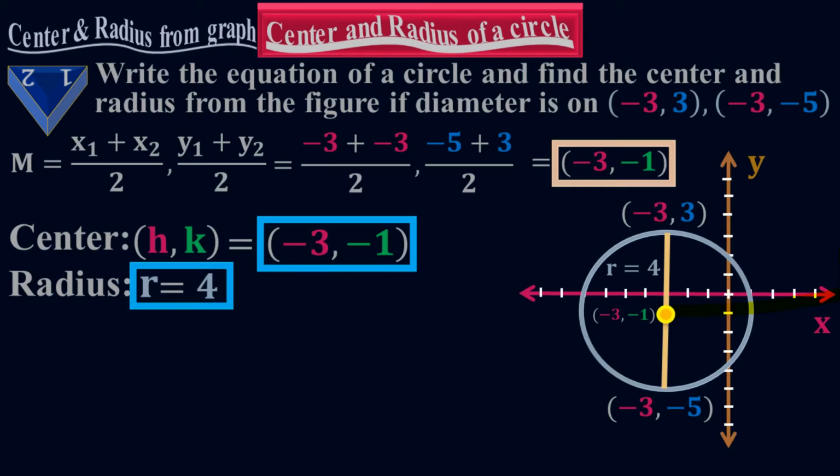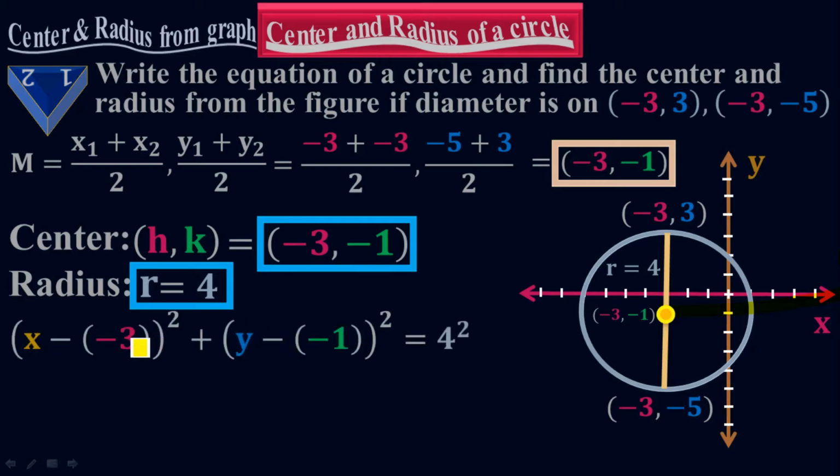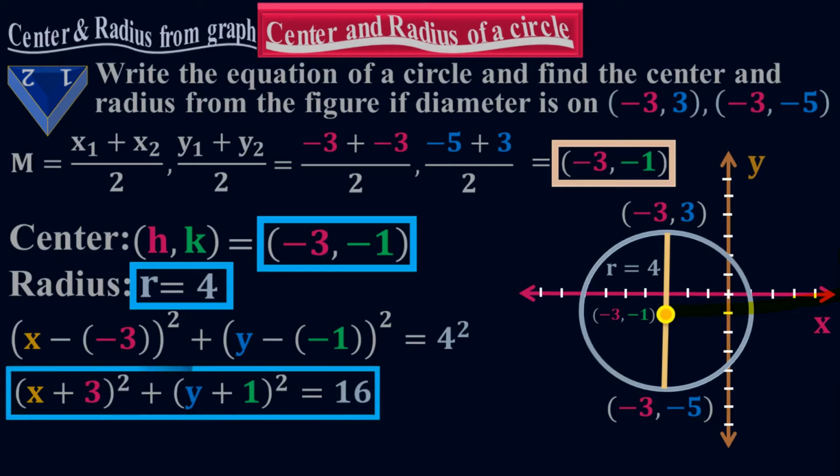Now to write the equation of the circle, what will be the equation? The equation of the circle will be (x minus -3) squared plus (y minus -1) squared equals 4 squared, which equals (x plus 3) squared plus (y plus 1) squared equals 16. This is the respective equation of the circle, just plugging in the values of h and k. The value of h is -3 and the value of k is -1. 4 squared is 16.